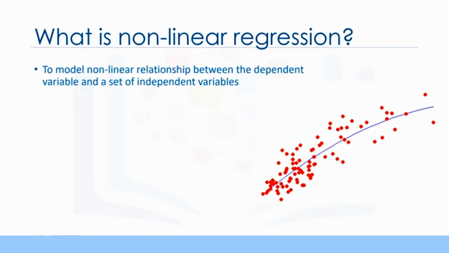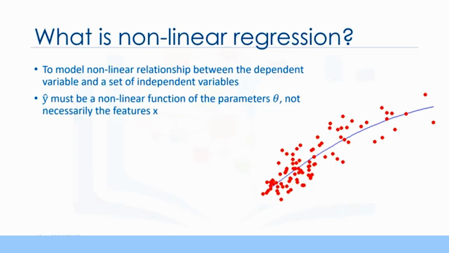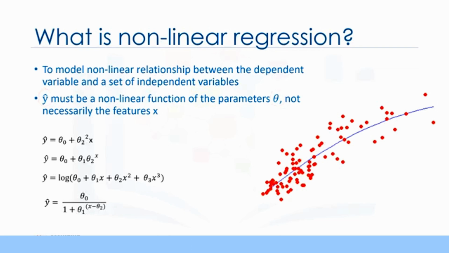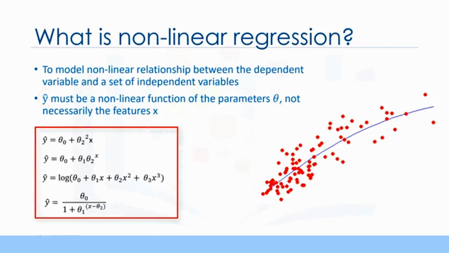First, nonlinear regression is a method to model a nonlinear relationship between the dependent variable and a set of independent variables. Second, for a model to be considered nonlinear, y hat must be a nonlinear function of the parameters, theta, not necessarily the features x. When it comes to nonlinear equations, it can be the shape of exponential, logarithmic, and logistic, or many other types.